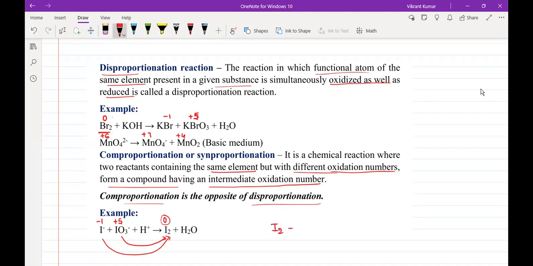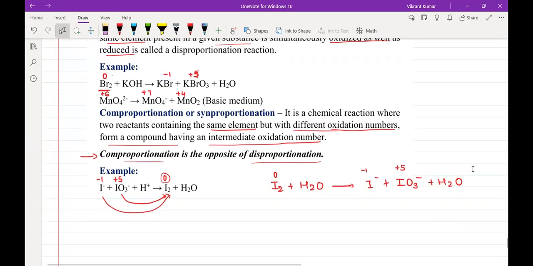If I write the opposite reaction, see what is happening. The opposite reaction is I minus plus IO3 minus plus H2O. If you see this reaction, 0 going to -1 and +5 is disproportionation. Just learned it now. And that's why opposite to that is called comproportionation. Is it okay? Now we'll see how to balance these reactions.